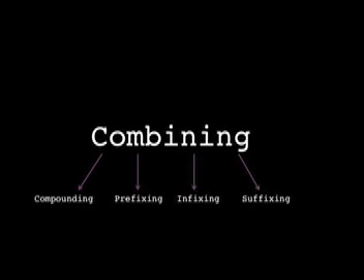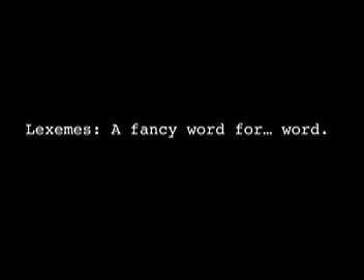We're going to start today's lesson with combining. Combining morphemes, or the smallest meaningful units of language, is the most productive way to make new words in English. Combining processes include compounding, prefixing, infixing, and suffixing. Let's start with compounding. Most students are taught in elementary school that a compound is a word that is composed of more than one stem or part of a word. Compounding is the word formation process used to construct these compound lexemes, a fancy word for word.